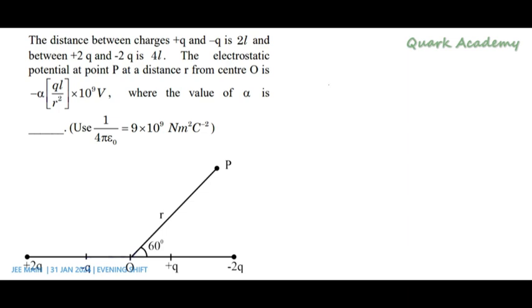Certain charge distribution is given. We need to find the electric potential due to this charge distribution. If we look at the charges carefully, one negative q and positive q will act like a dipole. Similarly, plus 2q and negative 2q will act like another dipole. So we need to know what the electric potential due to a dipole is.